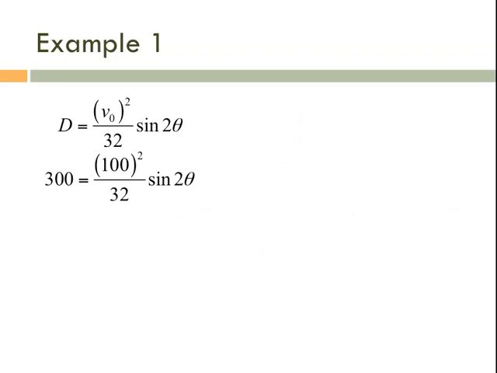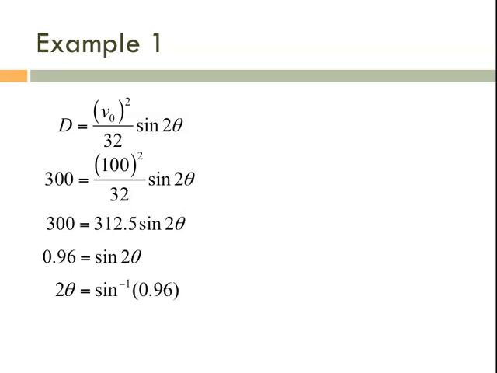We'll go ahead and simplify this as much as we can. So 100 squared over 32 is 312.5. We'll divide both sides by 312.5 to isolate the sine of 2 theta. That leaves us with 0.96, which is fine because that's between 1 and negative 1. Now we're going to solve for 2 theta. So 2 theta is equal to sine inverse of 0.96, since 0.96 is not a memorized value.